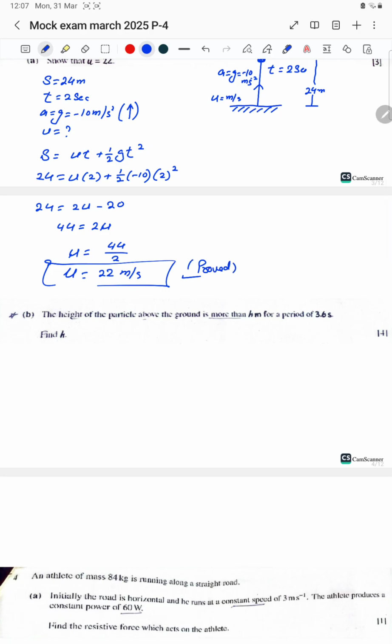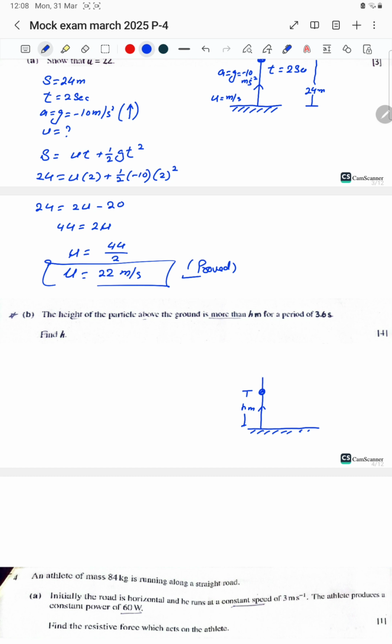Now the second part: the height of the particle above the ground is more than h meter for a period of 3.6 seconds, find h. We have to find h now. Now you can suppose the figure. This is the ground. Suppose the particle goes up, and this height is h meter above the ground, and the height of the particle above the ground is more than h meter for a period of 3.6 seconds. Okay, so it is more than that.